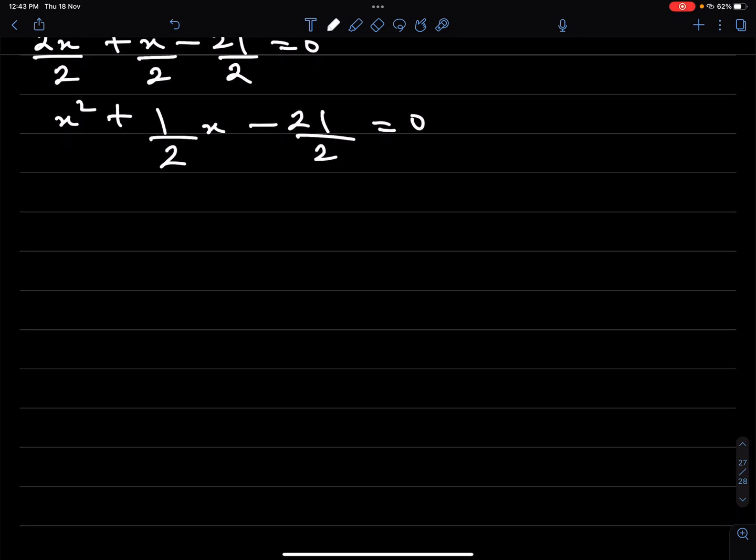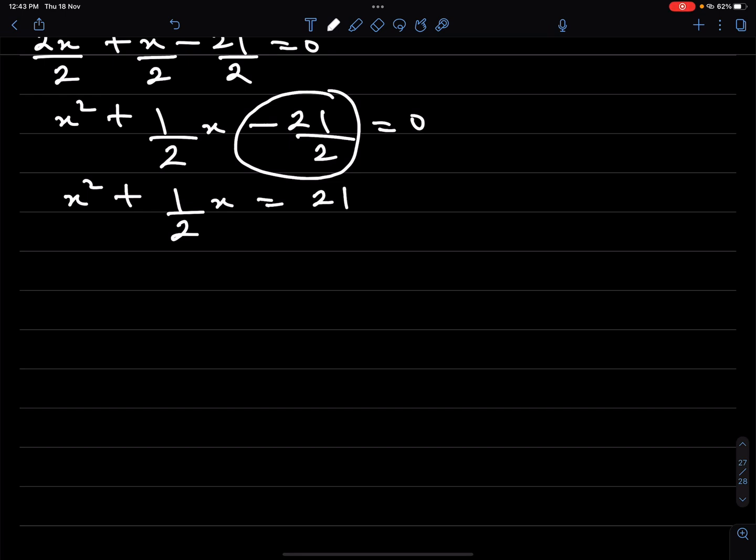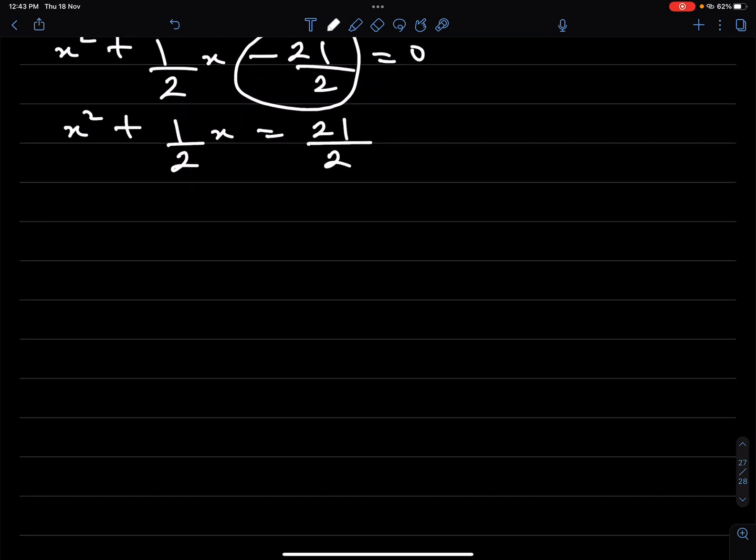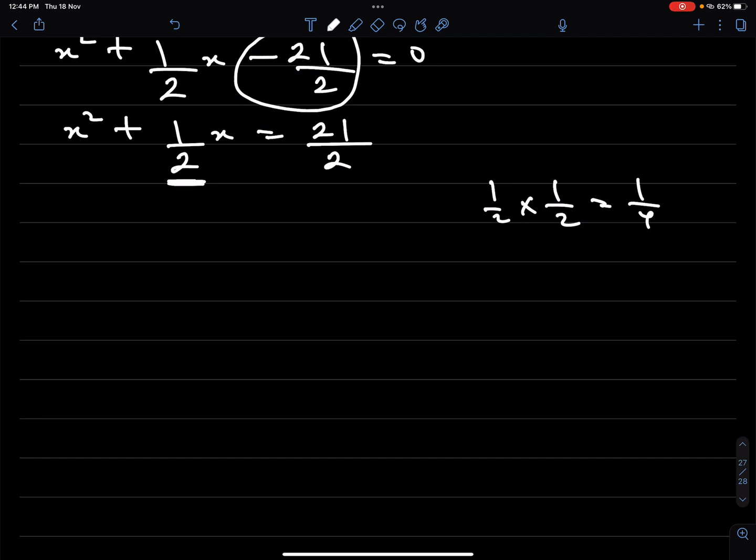And now I can move the constants to the right hand side, and it means x squared plus 1 over 2x equals 21 over 2. Now I'm adding the square of half the coefficient of x to both sides. The coefficient of x is 1 over 2. Half of that means 1 over 2 times 1 over 2, which is 1 over 4. So I'm adding the square of 1 over 4 to both sides.